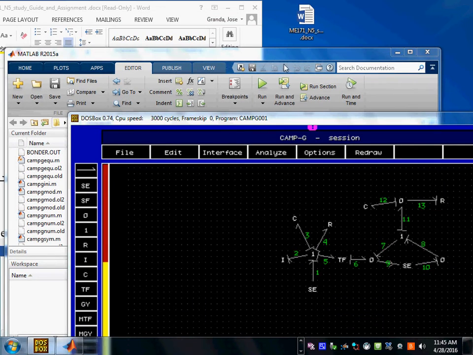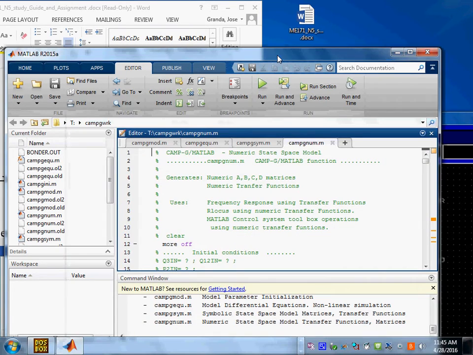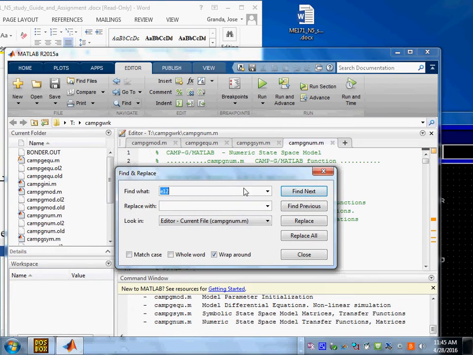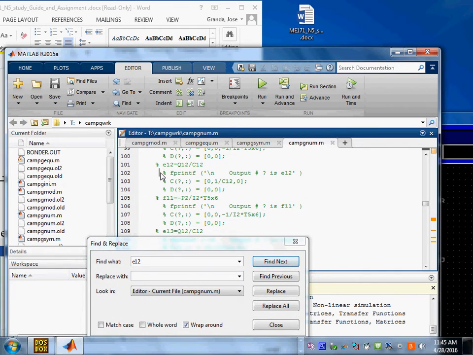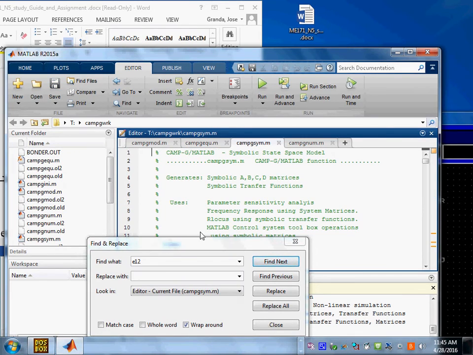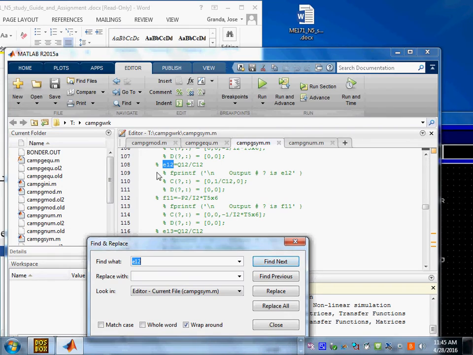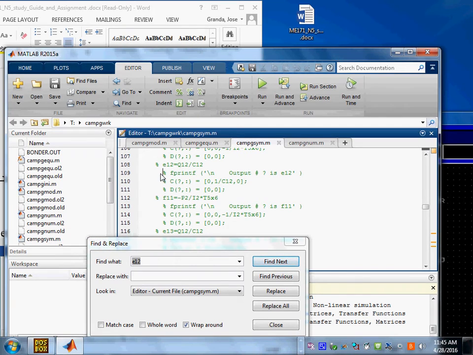So now we have produced the files in here. We were trying to find out what E12 was, and so we have found where it is. What we need to do is tell the computer that this is my output by suppressing this and activating this in the CAMG SYM file. Excuse me. That's where we are right now.